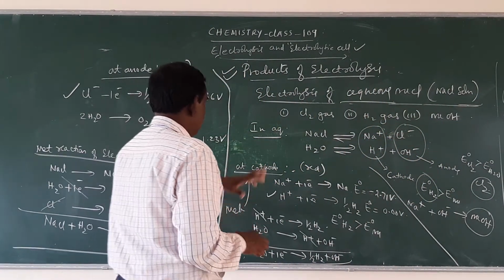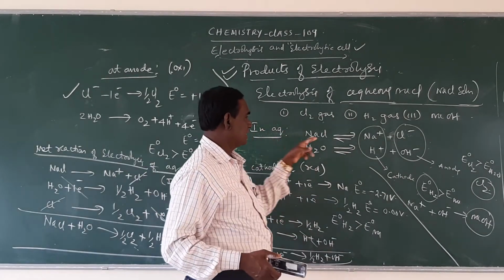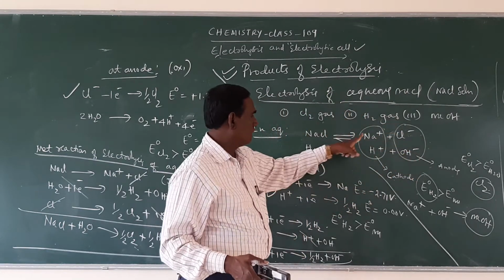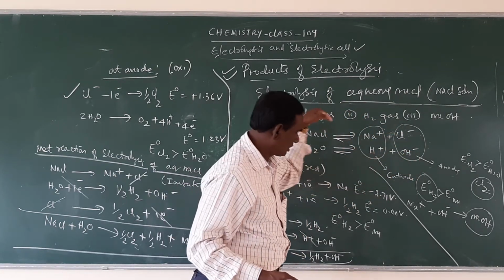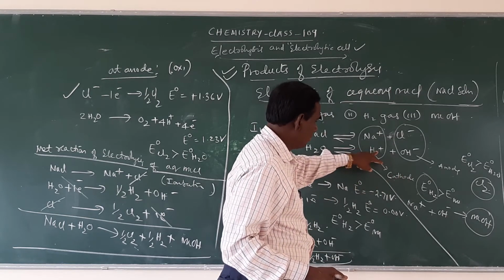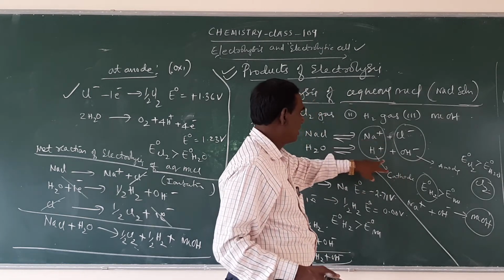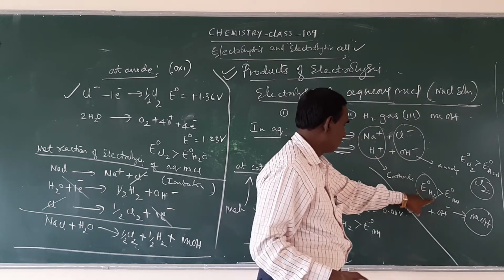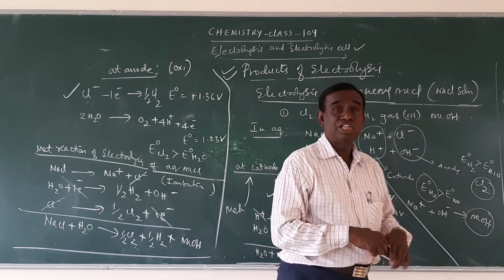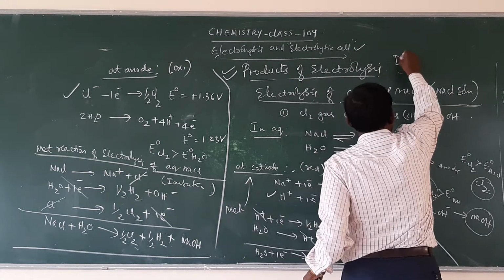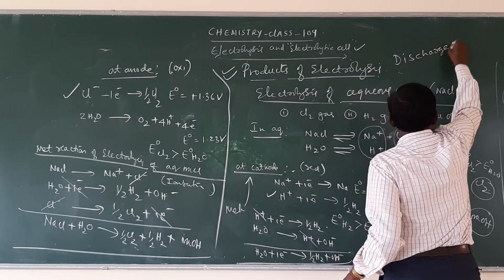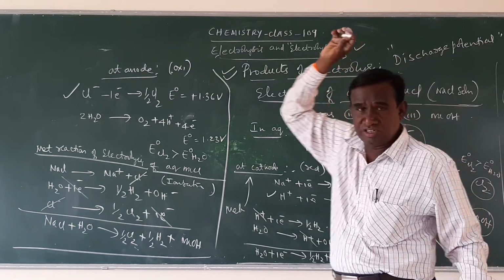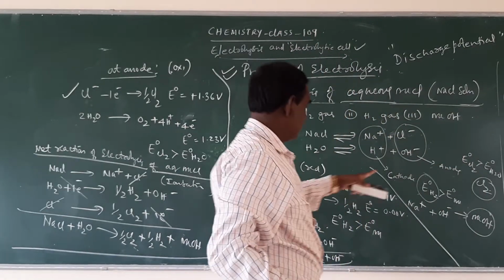So even though the aqueous solution of NaCl contains Na+ ions, Cl- ions, H+ ions and OH- ions, and even though Na+ and H+ ions move towards the cathode, only H+ ions will discharge at the cathode, but not Na+, because the discharge potential of hydrogen is greater than that of sodium. That is, E0 of H2 is greater than that of Na. Remember, this is called the discharge potential.